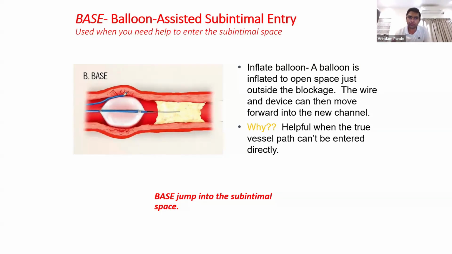Sometimes it becomes very difficult to go to the subintimal space, and if you do not direct it in a proper way, then it can cause perforation. So this is one of the techniques where the main primary wire, which has gone up to the CTO cap, you take a balloon and inflate it so that your second wire does not go into the CTO segment, rather it passes to the subintimal space. So a balloon is inflated to open the space just outside the blockage. The wire and device can then move forward into the new channel. So why is it needed? Because it is helpful when the true vessel path can't be entered directly.